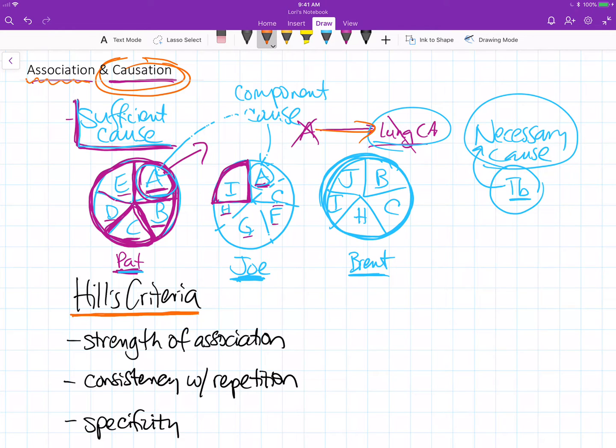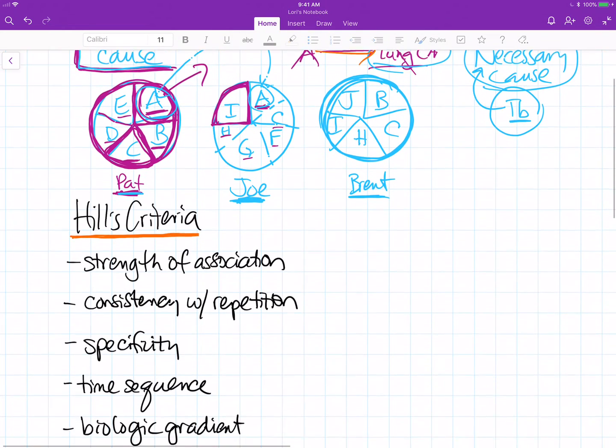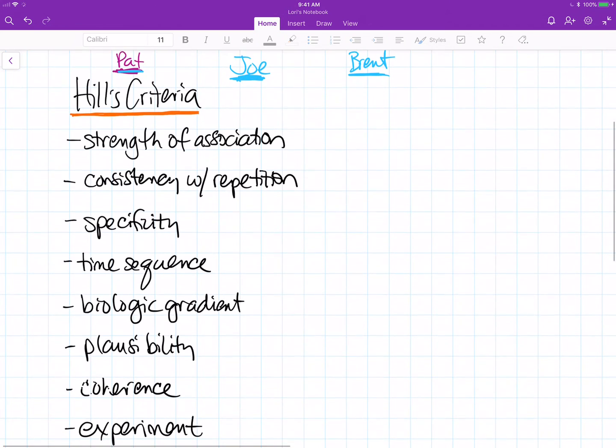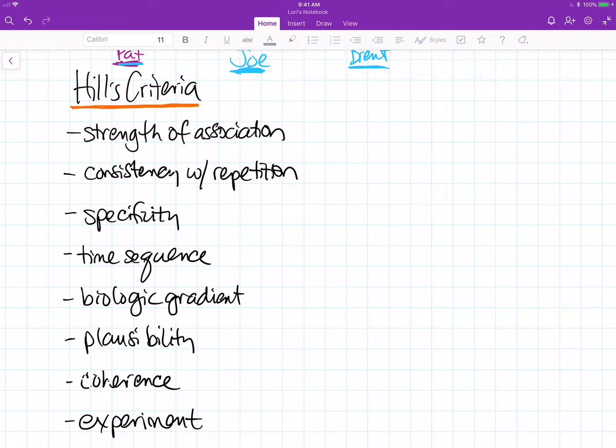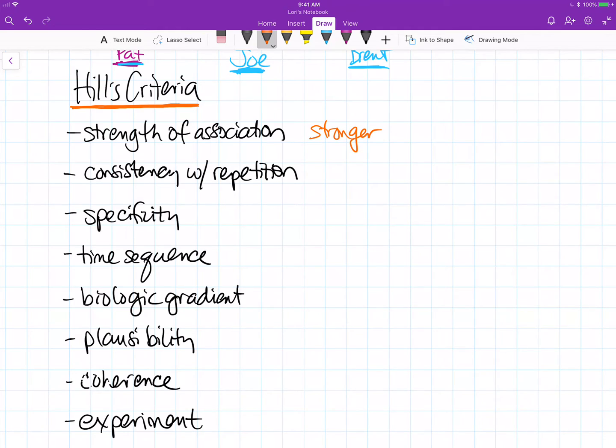So the first one, and I'll scroll up so that you can see a few more of them, is strength of association, and the idea here is that the stronger it is, the more likely that is to be causative. And that's not always necessarily the case. There are some things that can be very strongly associated, but that are not automatically causal. In other words, if we removed them, then the outcome would not go away.